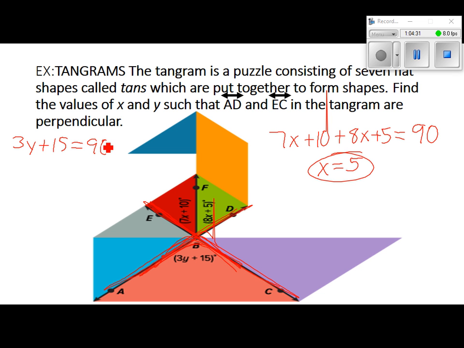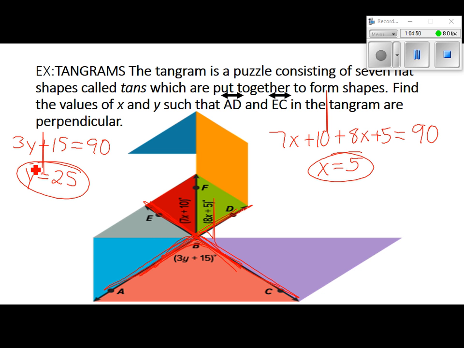Anybody get it? 25. Ignore that going up through there. Y equals 25, anybody else get that? Yeah.